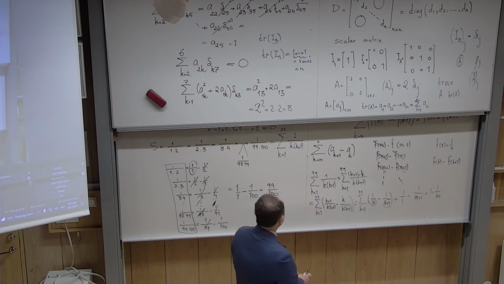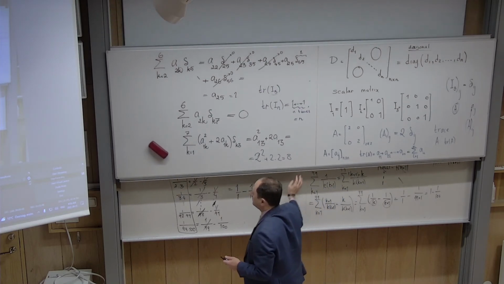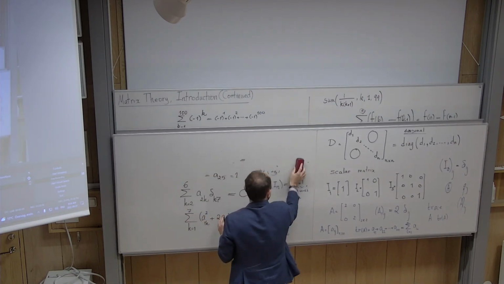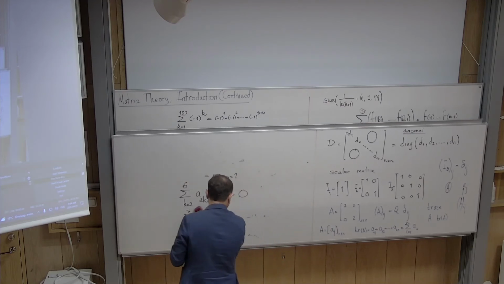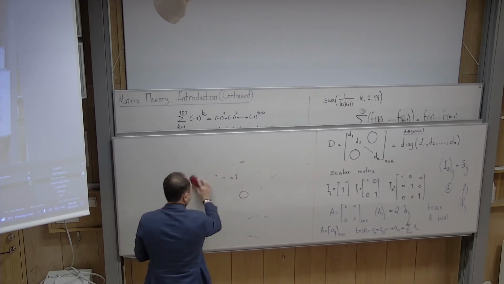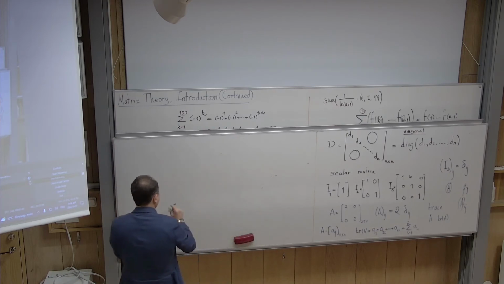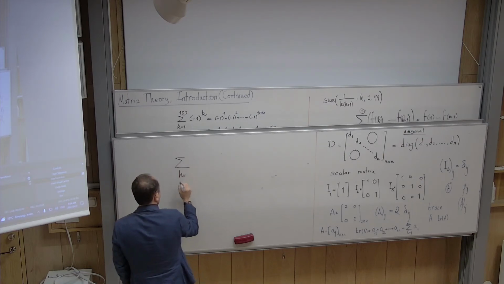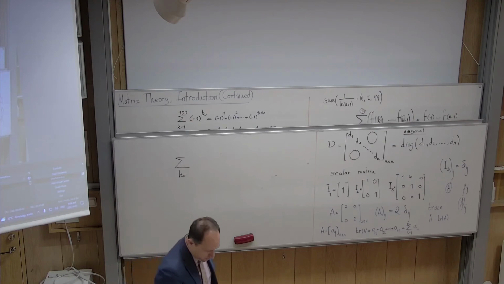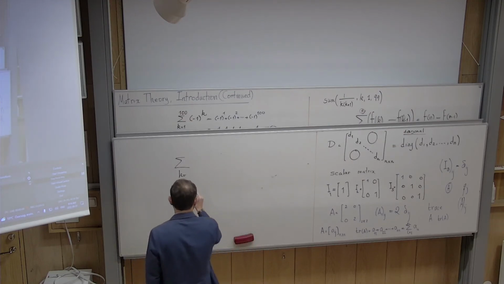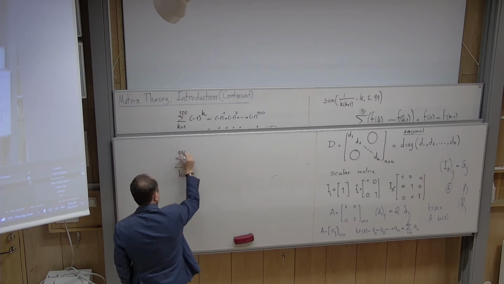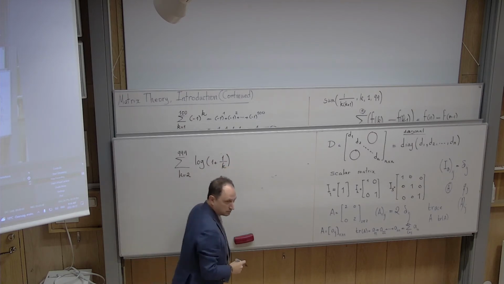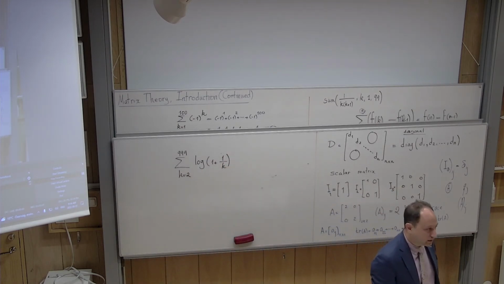For example, let me ask you this question. What do you think about this sum? Sigma, k goes from 2 to 999 of logarithm of 1 plus 1 over k. Okay, so for example, I ask you to calculate this sum.